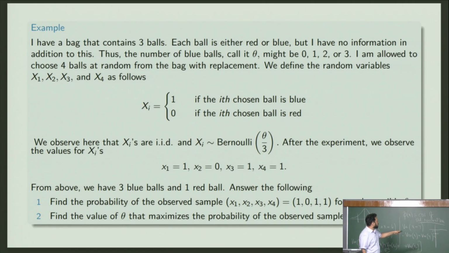I am allowed to choose 4 balls at random from the bag with replacement. Obviously there are 3 balls, but I can choose 4 because it's with replacement. I pick one and put it back, and then I pick another one and put it back. So this is the sampling process. I will pick 4 samples: x1, x2, x3, x4. Since this is about red and blue, this variable will take binary values. We may say it's 1 if the ith chosen ball is blue, and 0 if the ith chosen ball is red.